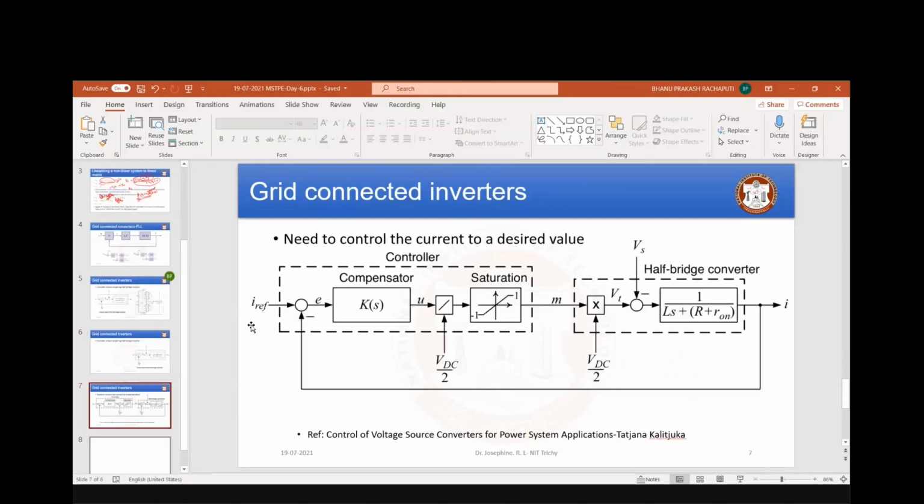But some people will do this I reference as ID reference and IQ reference. They will generate two block sets for the same network. Actually, I'm not explaining that concept. If you go for any PQ theory representation, then you can explain that. So this logic is not specific. Here I am using 1 by Ls plus R.